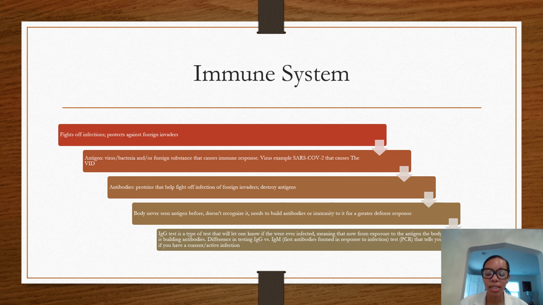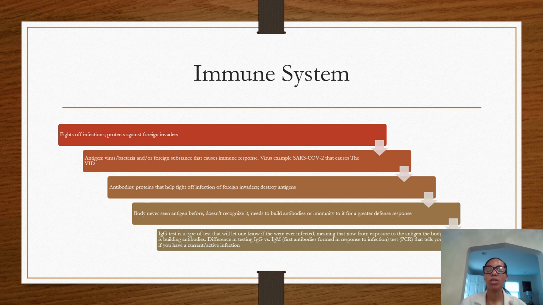So an antigen is a virus, bacteria, and/or foreign substance that causes an immune response. This is going to make your body react. For example, the virus that causes the VID is SARS-CoV-2. So that virus is an antigen. That's going to cause our body to have an immune response. Our immune system is going to respond to it. It's going to try and do what it's supposed to do naturally, and that is an immune response, okay?